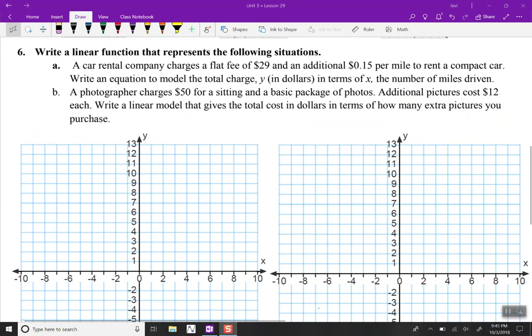Question 6, write a linear function that represents the following situations. A car rental company charges a flat fee of $29. That sounds like a y-intercept. 29, and an additional 15 cents per mile. That gives it away that that's our slope. So m is 0.15, 15 cents per mile. To rent a compact car, write an equation to model the total y in dollars in terms of x, the number of miles driven. So y equals 0.15x plus 29.